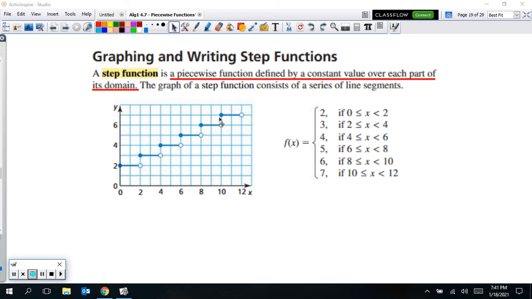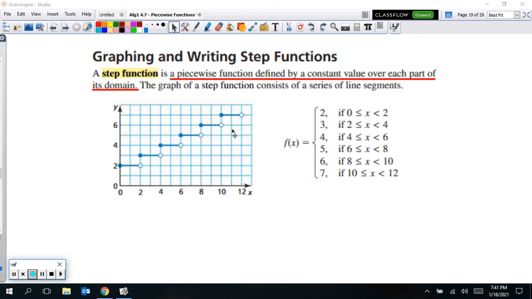Each domain goes about 2 units on this one. And so you can see how that works here. Between 0 and 2, you're going to be at 2. And then between 2 and 4, we're going to be at 3. And it just looks like a step. That's why we call it a step function. It looks like a bunch of steps going up. Each one is a constant little function making the next step and the next step after that.